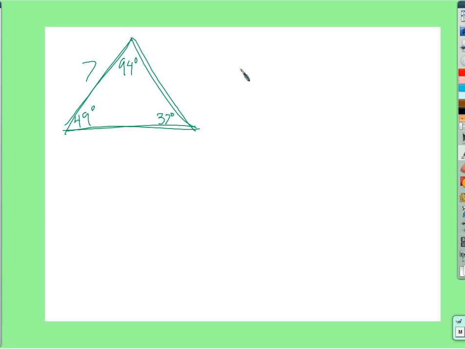So let me go back to these. If we took 37 degrees and said this is the hypotenuse, we might be tempted to say the sine of 37 degrees is 7 over something. But what Jake just brought up is that it's not a right triangle. Opposite over hypotenuse is the sine, and that only works for a right triangle. So this is what we call a non-right triangle, and that just doesn't work.